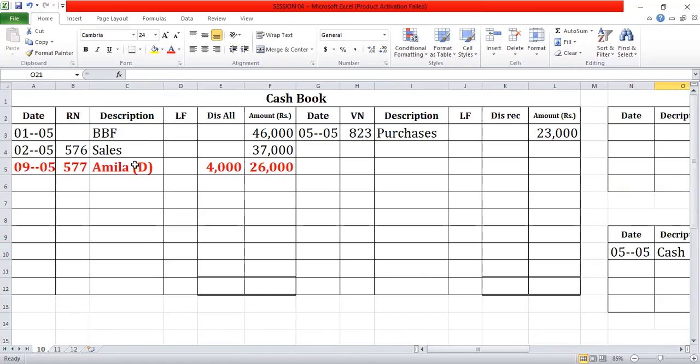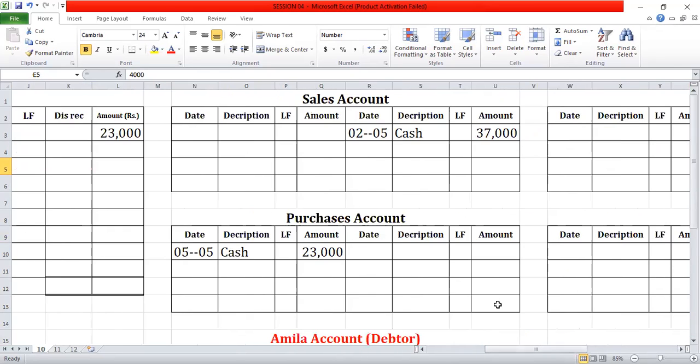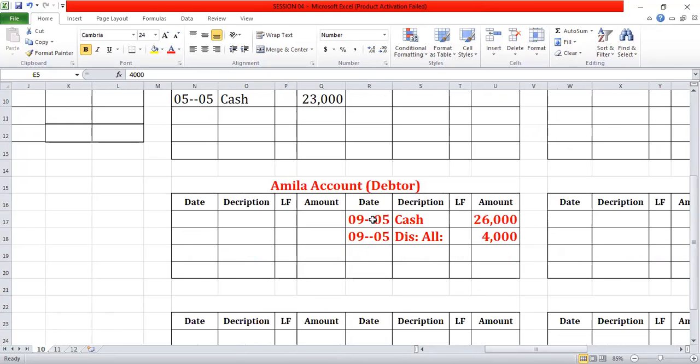On 9th May, we have collected cash from a debtor named Amila. We have collected 26,000 and we have allowed a discount of 4,000. And on the same day, I have to credit Amila's personal account, 9th of May. It is 26,000 and 4,000. Okay, good.